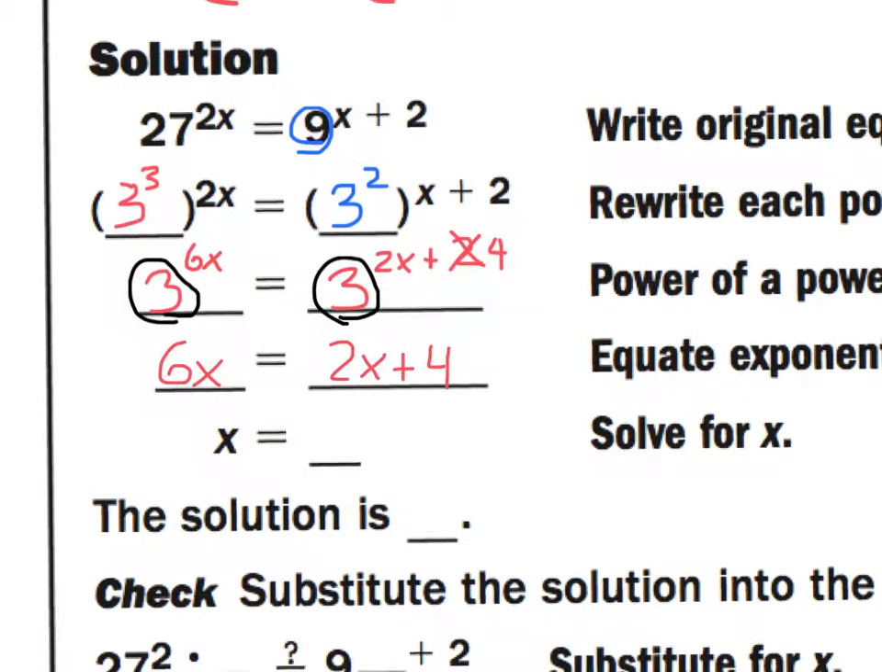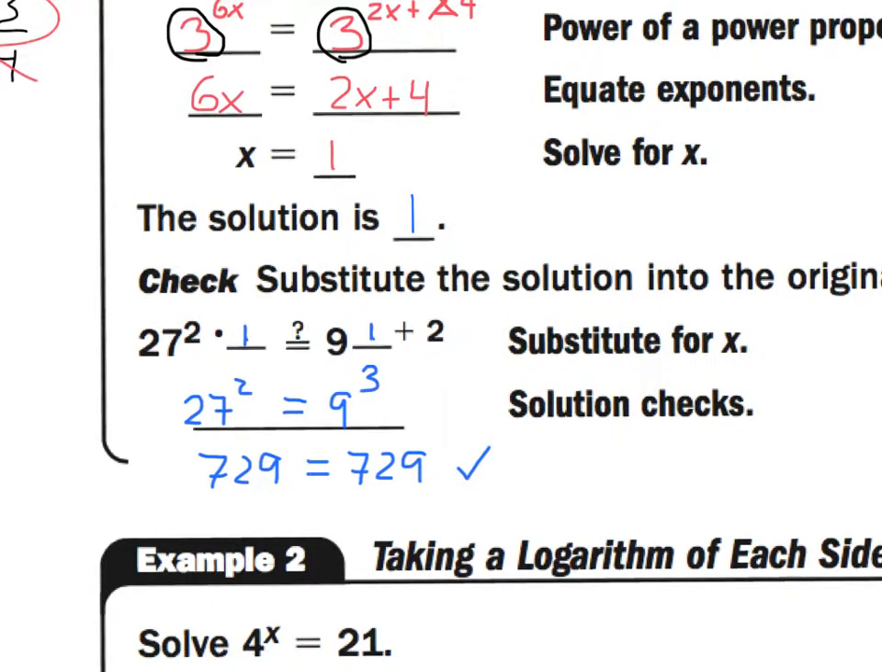Now I'm going to subtract 2x from both sides, divide by 4 to get x equals 1. To check, all we did was substitute the 1 into the original problem. So I get 27 to the 2 times 1 equals 9 to the 1 plus 2. When I simplify that, 27 squared equals 9 cubed, question mark. And then when you calculate those out, 729 equals 729, and it does indeed work.